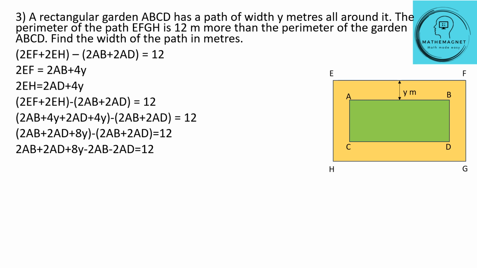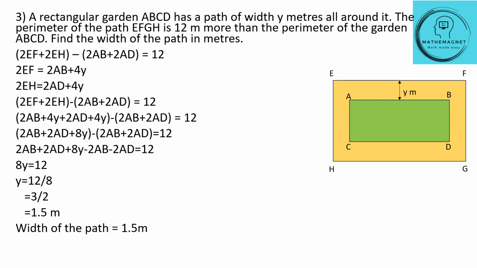When you open the bracket, the operation before it is minus, so the operations inside will change. So plus will become minus. So minus 2AB minus 2AD. So plus 2AB and minus 2AB cancels out. Plus 2AD and minus 2AD cancels out. So you will have 8y equal to 12. So y equal to 12 by 8, which is equal to 3 by 2, which is equal to 1.5 meters. So the width of the path is 1.5 meters.